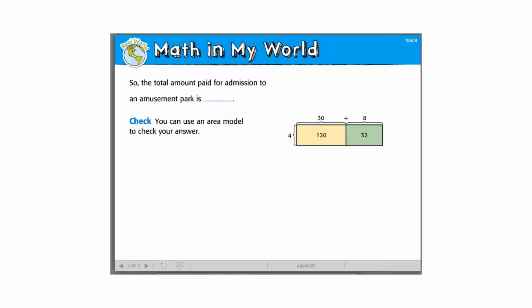Let's look at the next slide and make sure what we need to fill in on the blanks. The total amount paid for admission to the amusement park is $152. And do you see how over here they showed you an area model? That is a way you could check your work. Using the estimate was one thing that we learned yesterday, but you could use an area model if you're more comfortable with breaking it down to say 4 times 30 is 120, 4 times 8 is 32, and then you add those together. Just another way to check your answer.